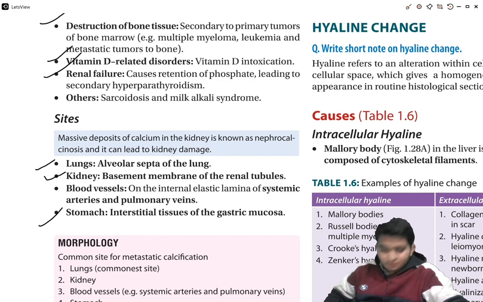One point remaining is that massive deposits of calcium in the kidney are known as nephrocalcinosis, and it can lead to kidney damage. So, this is all about dystrophic calcification and metastatic calcification.